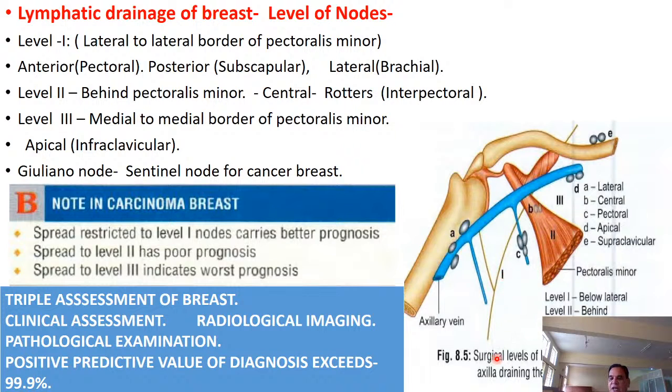So these are the surgical levels of lymph nodes in the axillary drainage of the breast. You remember 1, 2, 3 also? Good, very good. You are getting a rank.